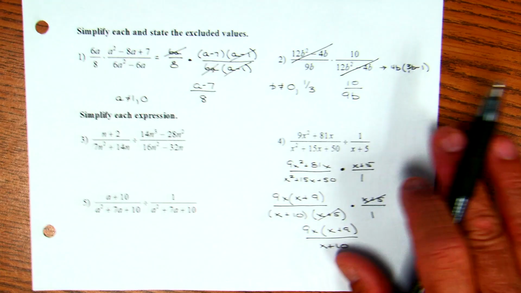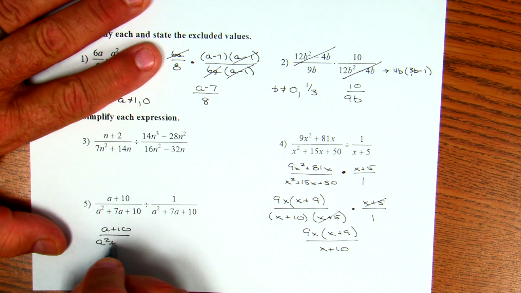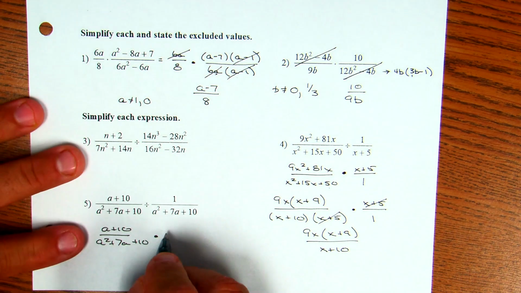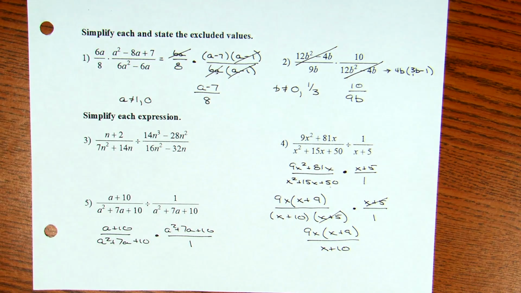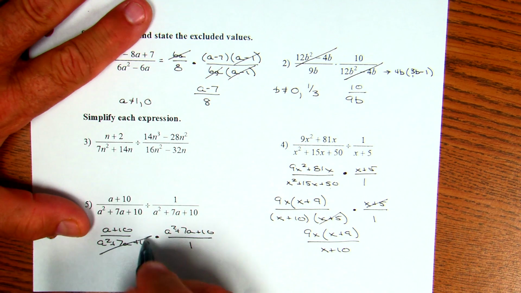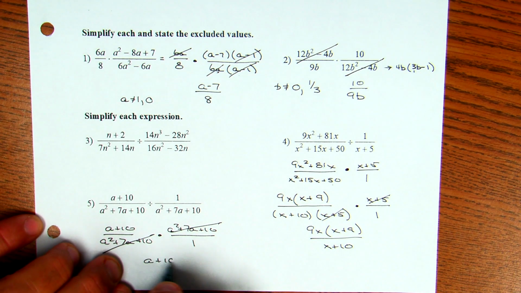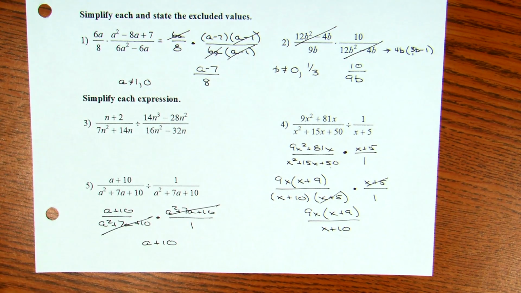If I look at number 5, if I flip the second fraction, I got a plus 10 over a squared plus 7a plus 10 times, we flip it, so now we got a squared plus 7a plus 10 over 1. What do the a squared plus 7a plus 10 do to each other? Cancel out, leaving us with our numerator of a plus 10 and our denominator of 1. You can write it over 1 if you choose, or just leave it as a plus 10.